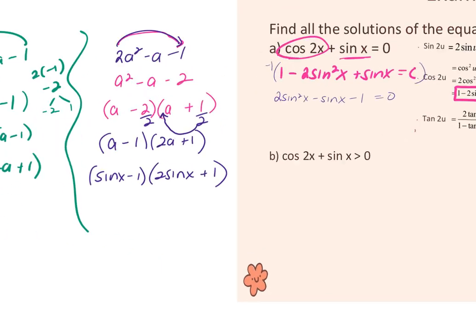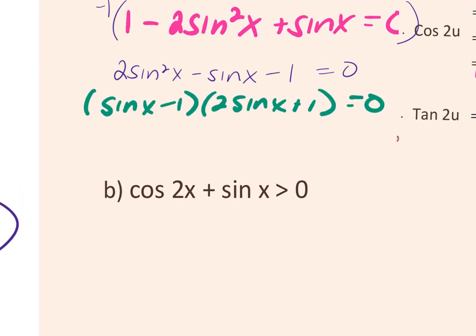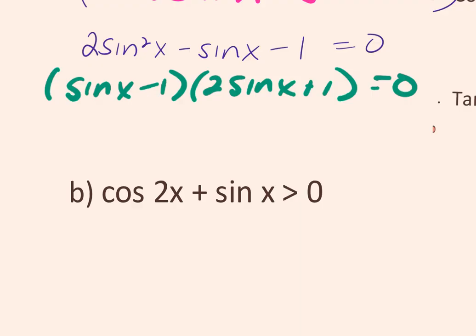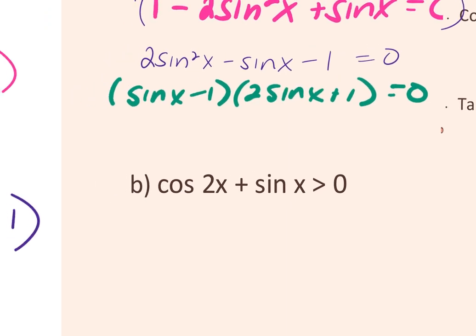But eventually we get to here: (sine x minus 1)(2 sine x plus 1). Why would you do that? I mean, you could do that, just to be difficult. You certainly could do the quadratic formula if you like. You need to pick a method. Pick a method. All right, so sine of x equals 1, and 2 sine of x equals negative 1, so sine of x equals negative 1/2.